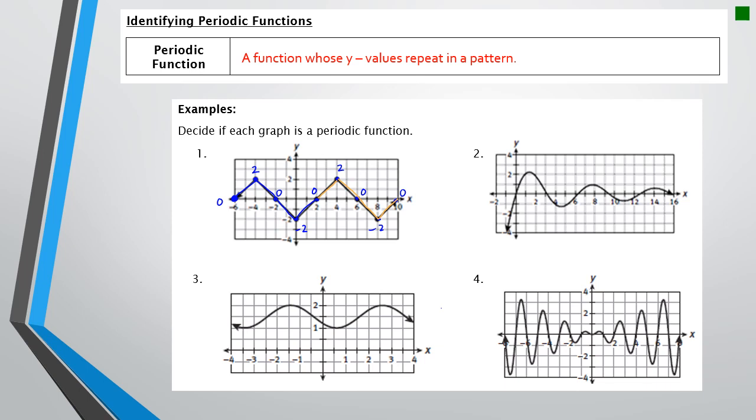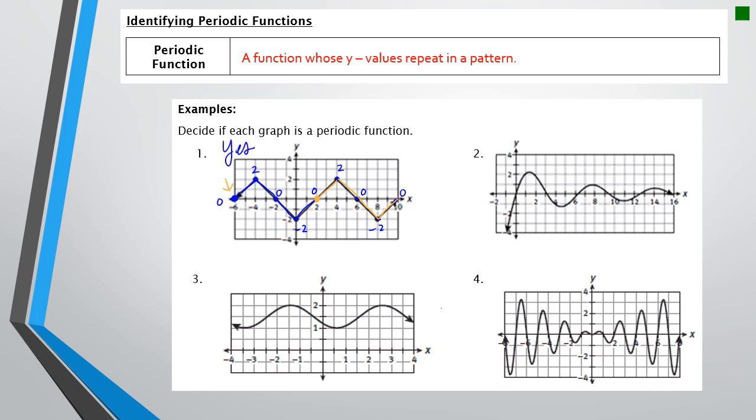If you can imagine taking the blue one, if you slid it over to the right so that this blue dot right here, this first one, linked up right here with this dot where I'm putting that yellow dot, it would just fall right in place. It would just go right over the graph. So you'd be repeating that same pattern over and over again. So the answer for number 1 is that yes, this is periodic.